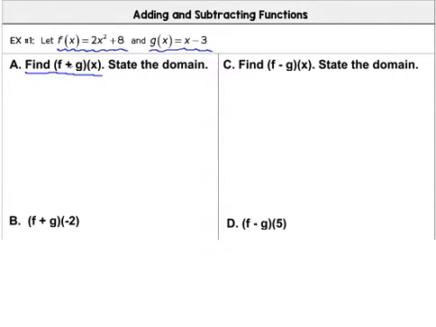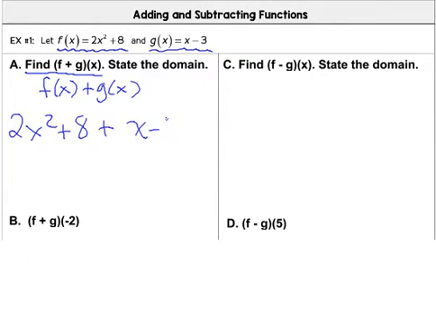Well, this means I'm actually literally going to add these two functions together. So I'll take f of x and add that to g of x. When we combine these two functions into one, we're going to get a new function, 2x squared plus x plus 5.